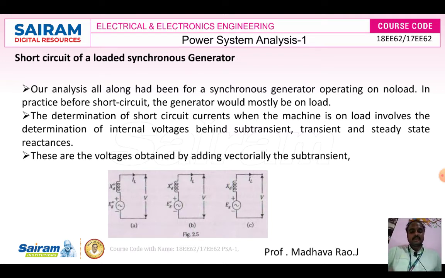So here we have three regions. We already saw a graph in the previous video. Here we have internal voltage behind the subtransient, transient and steady state reactances. These voltages are obtained by adding vertically the subtransient, transient and steady state components. We have three voltages, Eg double dash, Eg dash and Eg, as seen in figures A, B, C. Eg double dash, Eg dash and Eg are the subtransient, transient and steady state voltages.